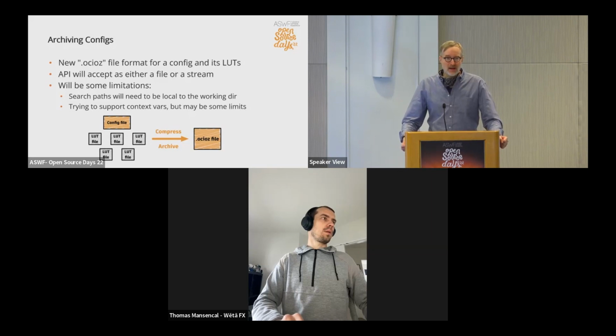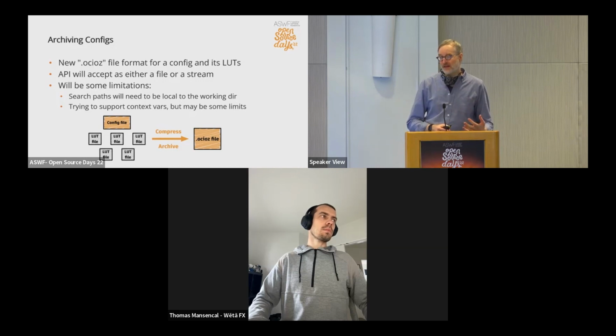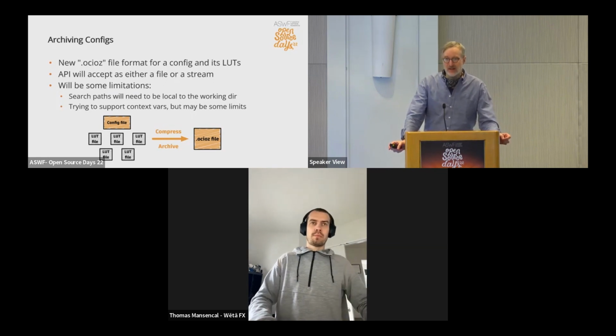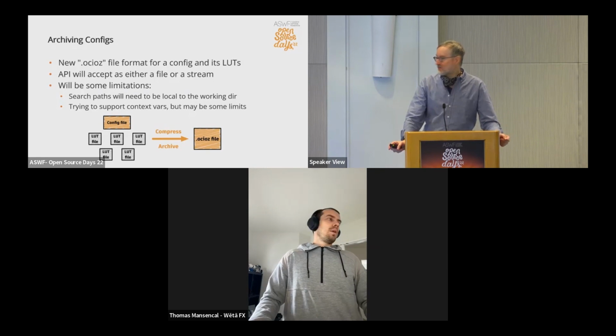Another pain point that people sometimes comment on is that if they're collaborating and they need to send a config to someone else, sometimes the config file itself can get separated from the LUTs that go along with it. And so we've added a feature that will allow us to archive the config and its LUTs into what we're calling a .ocioz file, which is essentially just a zip archive.